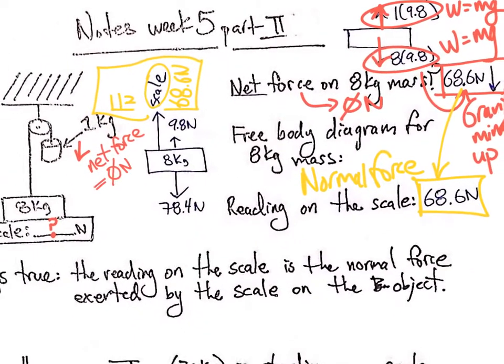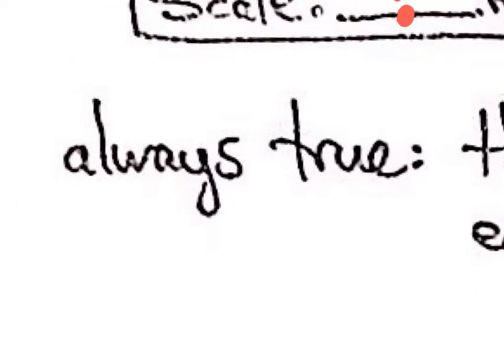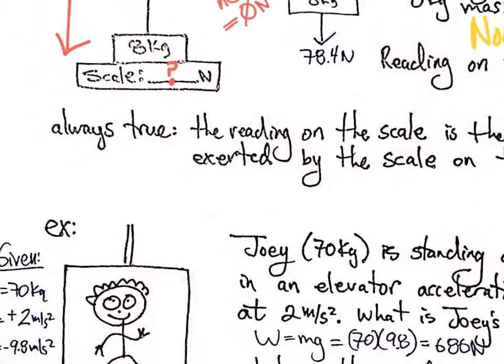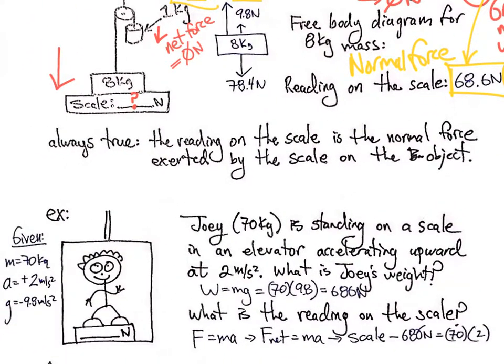Okay. So here's, I say, always true. It's nice to know when something is always true. The reading on the scale is the normal force exerted by the scale on the object.